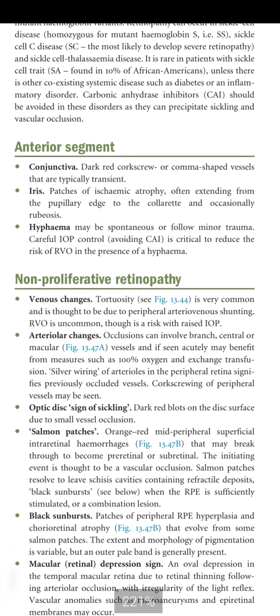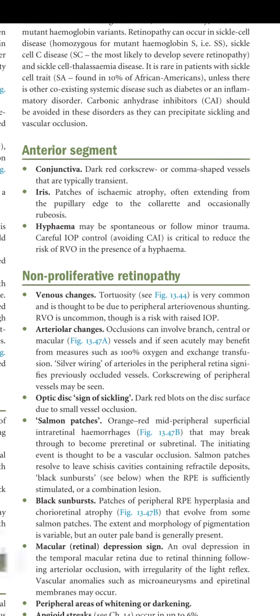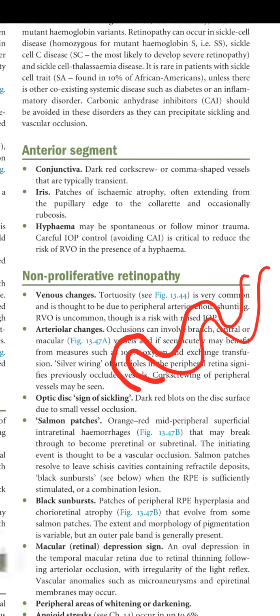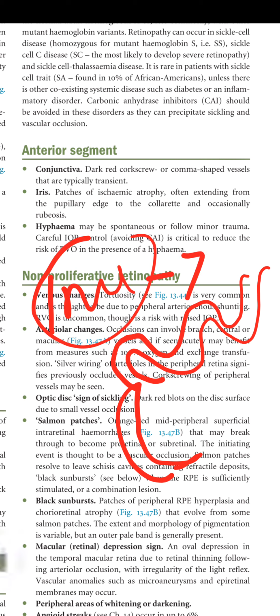So what are the signs in the anterior segment? In the conjunctiva, there will be dark red corkscrew or comma shaped vessels that are typically transient. In the iris, there are patches of ischemic atrophy often extending from the pupillary edge to the collarette, and occasionally rubeosis.